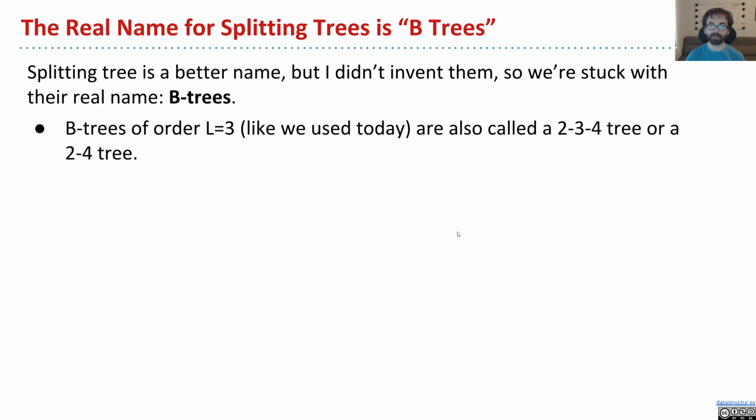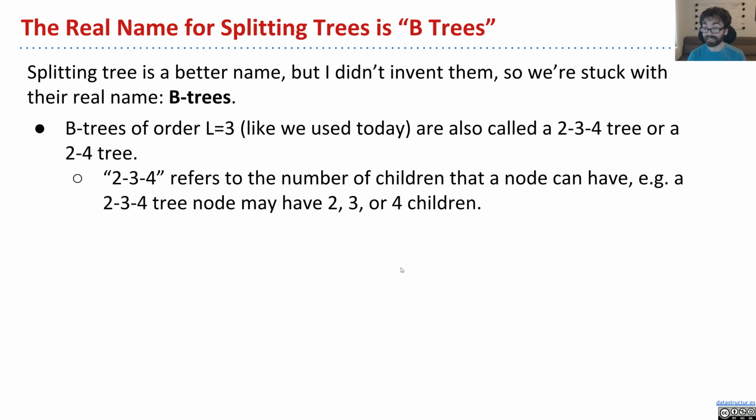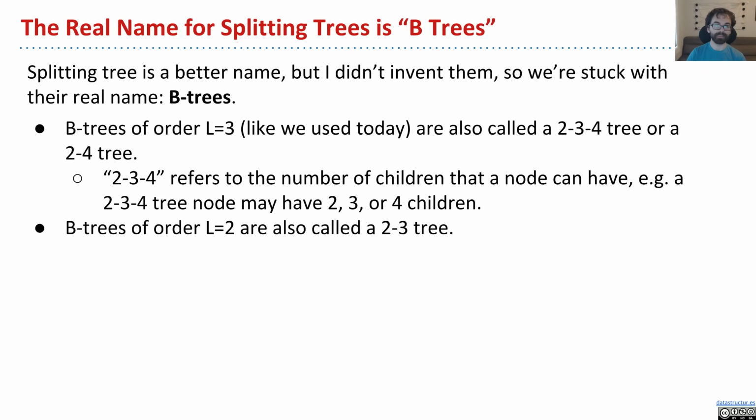Now I know these terms can be a little confusing, and the reason they use this term is it refers to the number of children that a node can have. So a 2, 3, 4 tree has some nodes with only one item, and those can have 2 children. Some nodes have 2 items, those can have 3 children. Some nodes have 3 items, those can have 4 children. So it's a little bit taxing to keep track of, but there you have it.